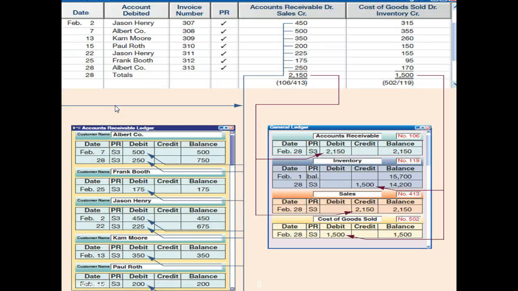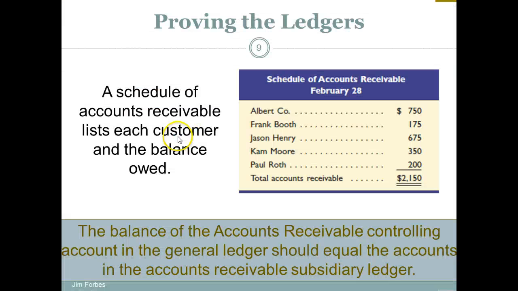I'm not going to go into a lot of detail on following this. I think this is rather straightforward. And you can just follow each individual's account, how they pay or how they use, and it's just tracked in the accounts receivable ledger.